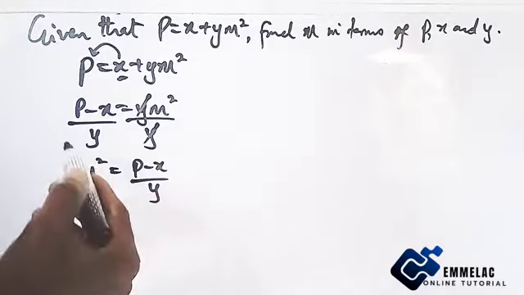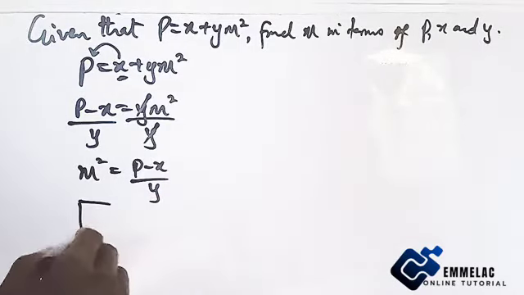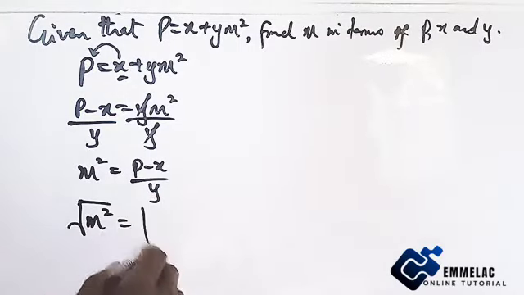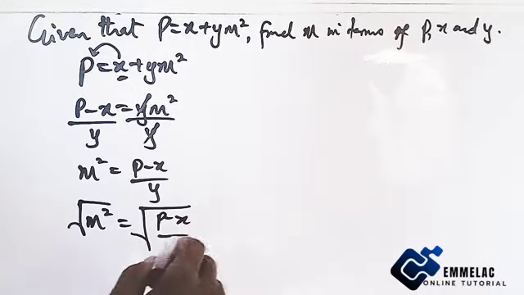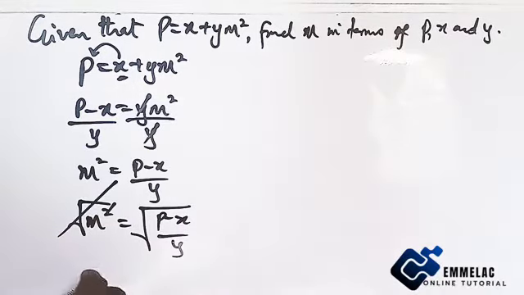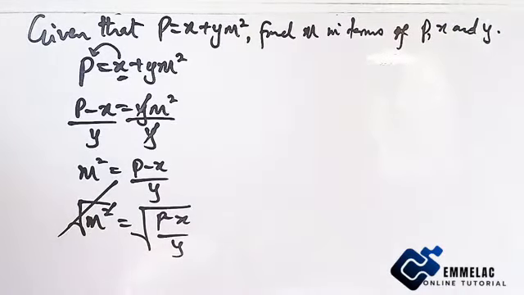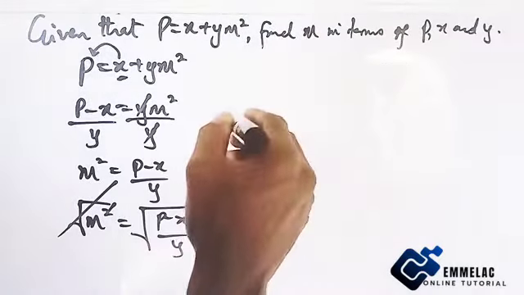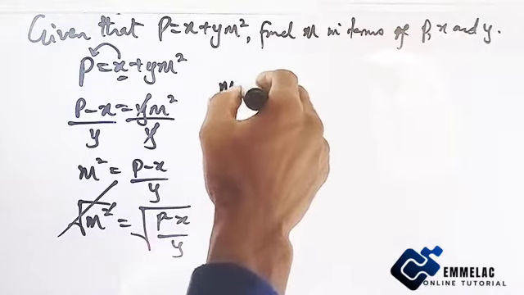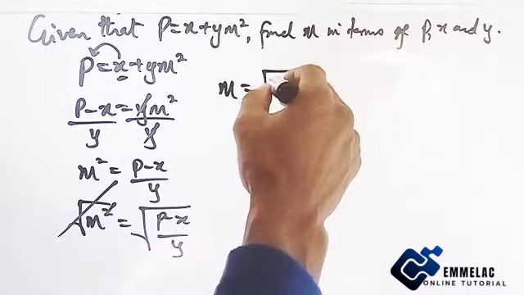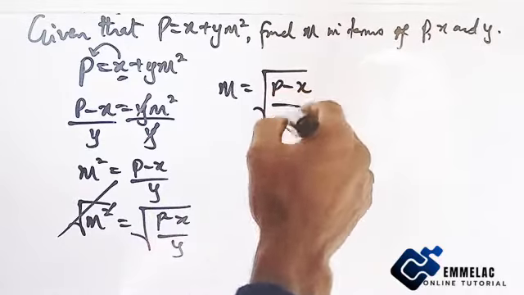Take note, we are asked to make m the subject of formula and not m squared. As such, now square root both sides. So we square root m squared and we square root P minus x over y. This cancels this, so that our m becomes the square root of P minus x over y. So in a nutshell, m equals the square root of P minus x over y.